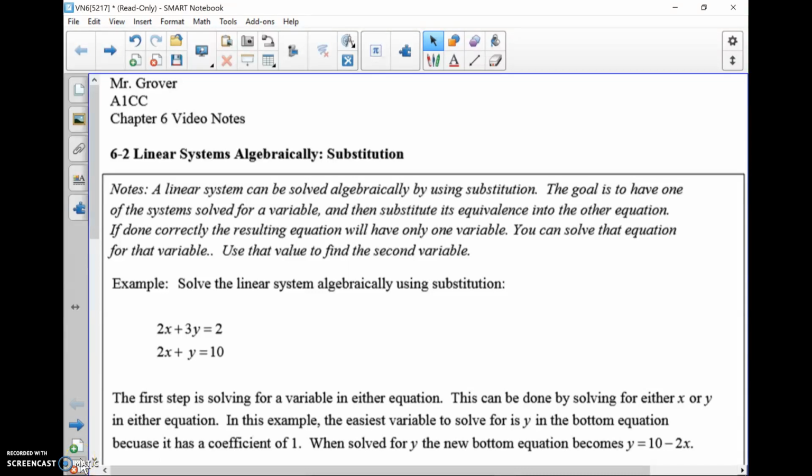Algebra 1, Common Core, Unit 6, Section 2, Linear Systems, Algebraically, Substitution.